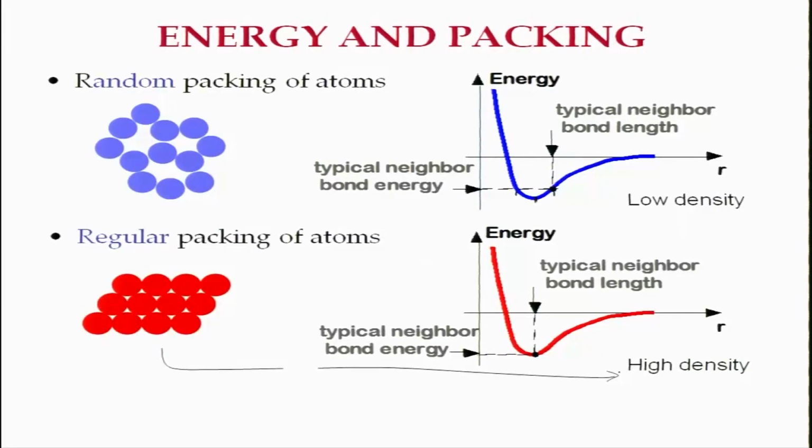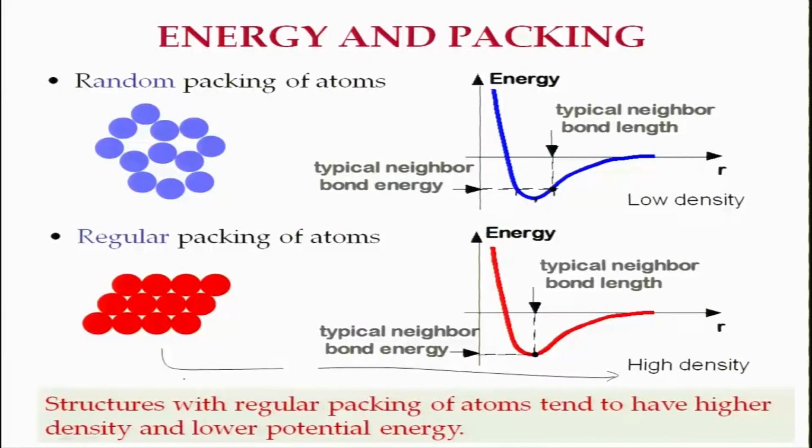On the other hand, if you look at glasses or amorphous solids, in which atoms are not regularly packed but are present in this kind of fashion, there the density tends to be lower. So, we can summarize that structures with regular packing of atoms tend to have higher density and lower potential energy, or higher bond energy.